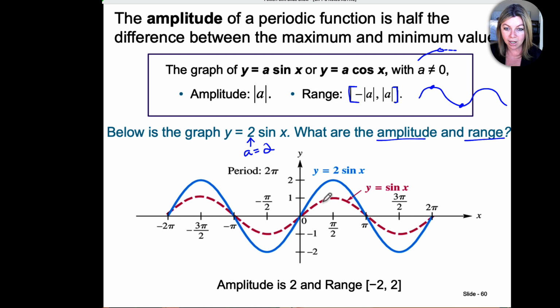The parent function has that amp of 1, but the blue one is being amped up to -2, +2, -2. That's also how you can see the range, or using the formula, we have A is equal to 2, therefore the range is negative absolute value of 2, comma, absolute value of 2, or -2 to +2.